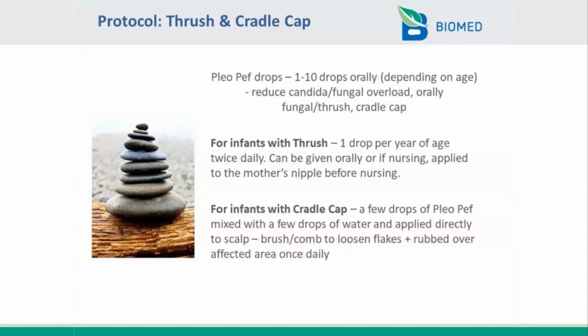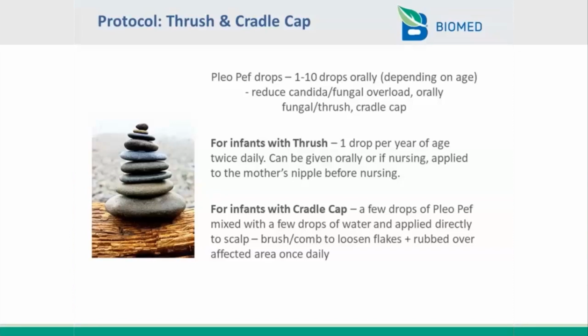For thrush, what you would do is 1 drop per year of age, twice daily. This can be given orally, just right in the mouth, or if the mother's nursing, she can apply it to her nipple before nursing. And that should get things cleared up really nicely.